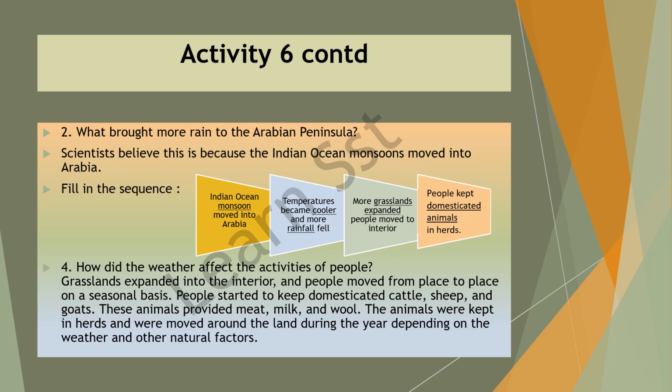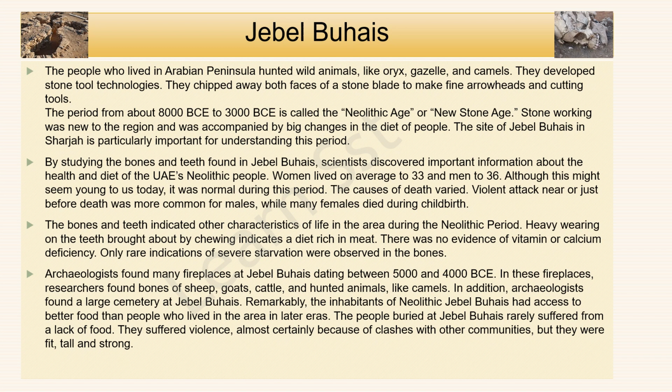Activity 6 continued. Now let us see Jebel Buhais in detail. The people who lived in the Arabian Peninsula hunted wild animals. The wild animals were the oryx, the gazelle, and the camel. So these are the three animals which we have to remember in the Arabian Peninsula, people hunting them. They developed stone tool technologies. Now what was that technology? They chipped away both the faces of the stone blade so that it becomes a fine arrowhead, and that becomes very easy for cutting, so it had become a cutting tool for them.